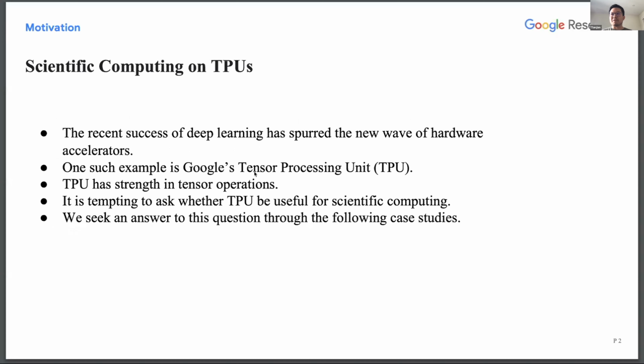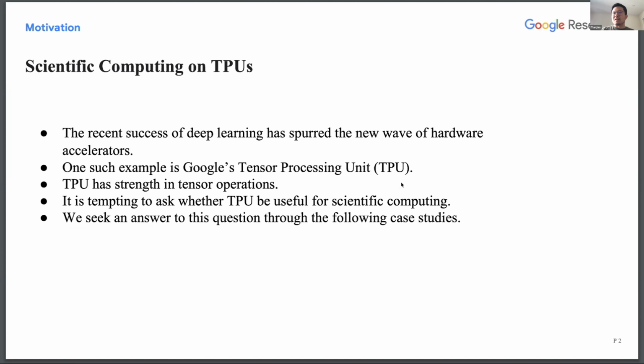The recent success of deep learning spurred a new wave of hardware accelerators. One such example is Google's TPU, Tensor Processing Unit. TPU has strengths in tensor operations. It's always tempting to ask, other than machine learning or deep learning, whether TPU can be useful for scientific computing applications. And we seek an answer to this question through the following case studies.